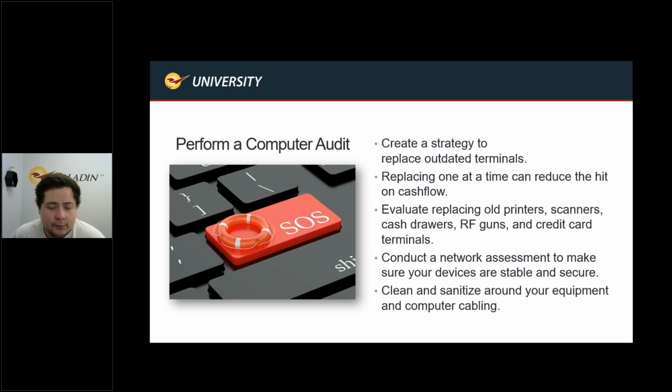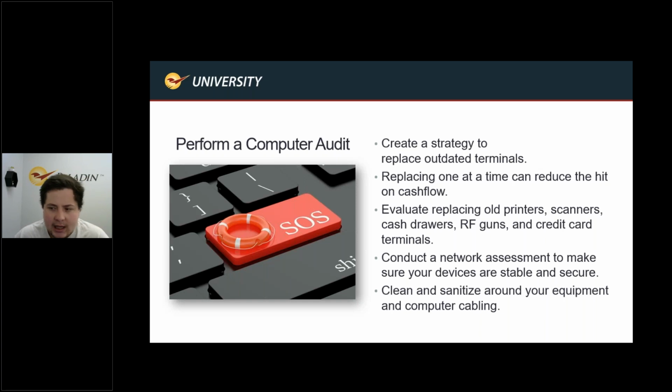Another thing that we offer, which our networking team does, is a network assessment to make sure that your devices are running stable and secure. We provide antiviruses, we provide firewalls, all that kind of stuff to make sure that your business is running, especially with us supporting it as well. Because sometimes if you have some of the stuff but it's not supported, it doesn't run like you would expect it to.